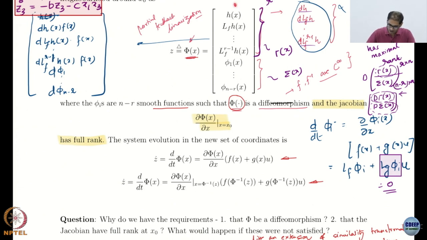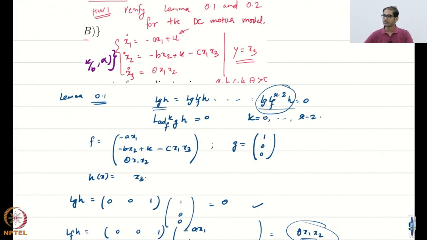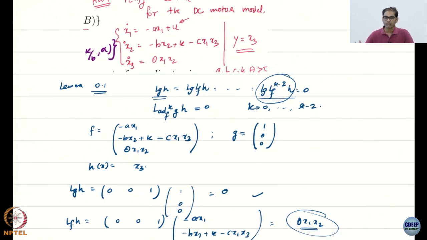Because these are independent coordinates, because it gives me maximal rank, not full rank in this case, but maximal rank. So all I have to do is to make sure that the d phi of these, that is partials of these, are also linearly independent. That's it. And we actually looked at an example, this DC motor example. What did we do? We actually verified both the lemmas.